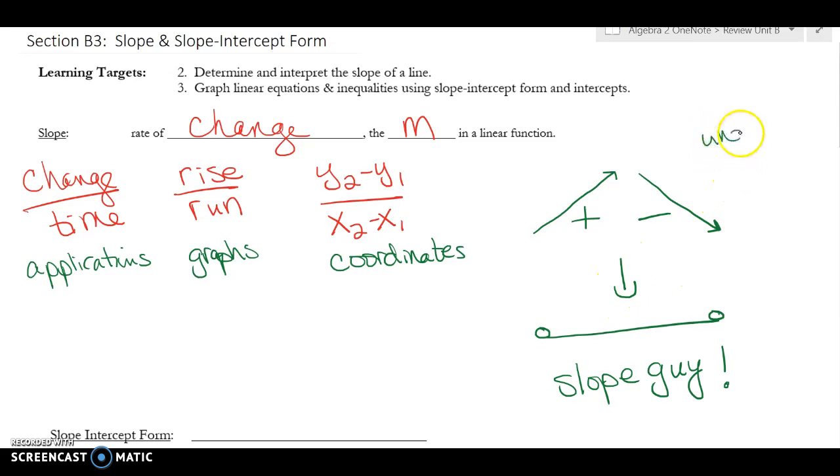And the way you get an undefined is when you get a number on top of zero. You cannot divide by zero. So whenever there's a zero on the bottom of the fraction, it's undefined. And then the way you get a horizontal line, which is a zero slope, is when zero's on the top. So this one's undefined because you can't divide by zero, and the other one's just zero.